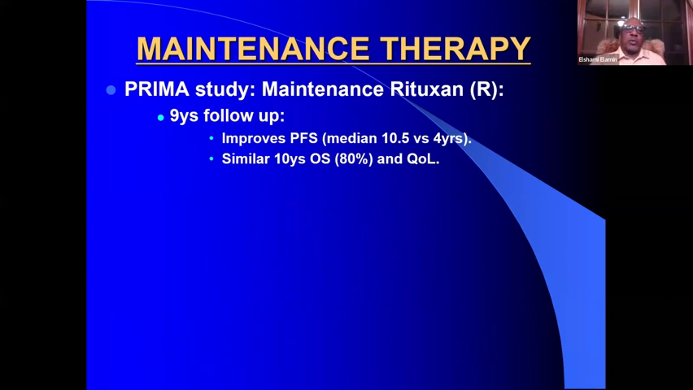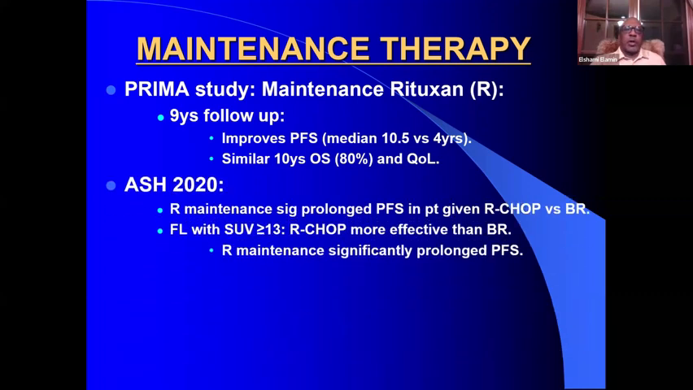We give maintenance for 2 years. It has proven that it improved progression-free survival, PFS, and overall survival and improved quality of life. Actually, so let me just take it back. It has a similar 10-year overall survival and quality of life, with or without. It improved only PFS. This is from ASH 2020, American Society of Hematology.